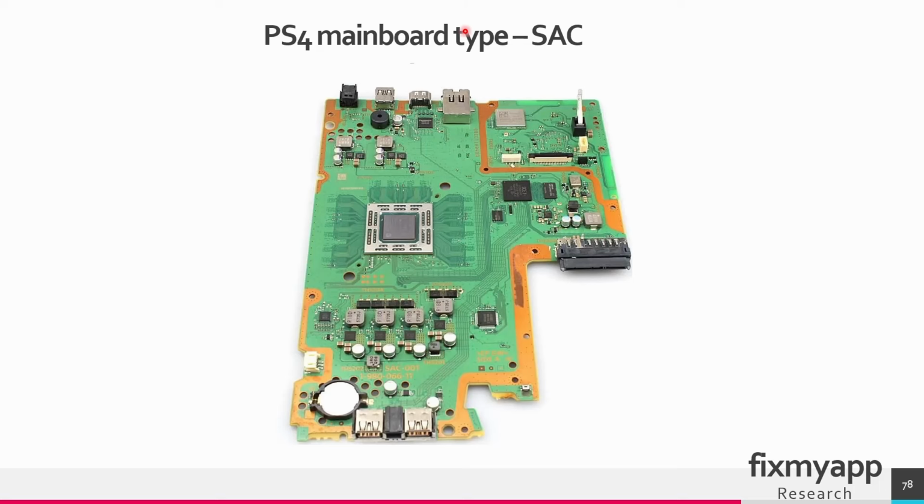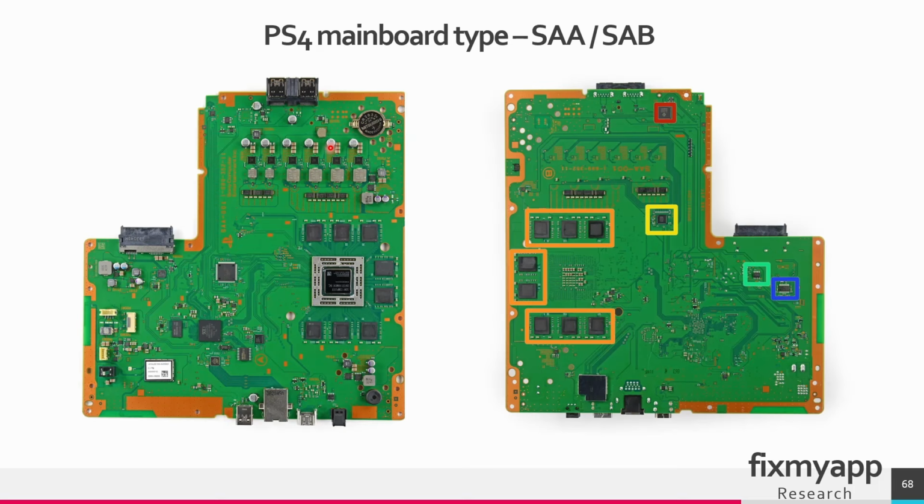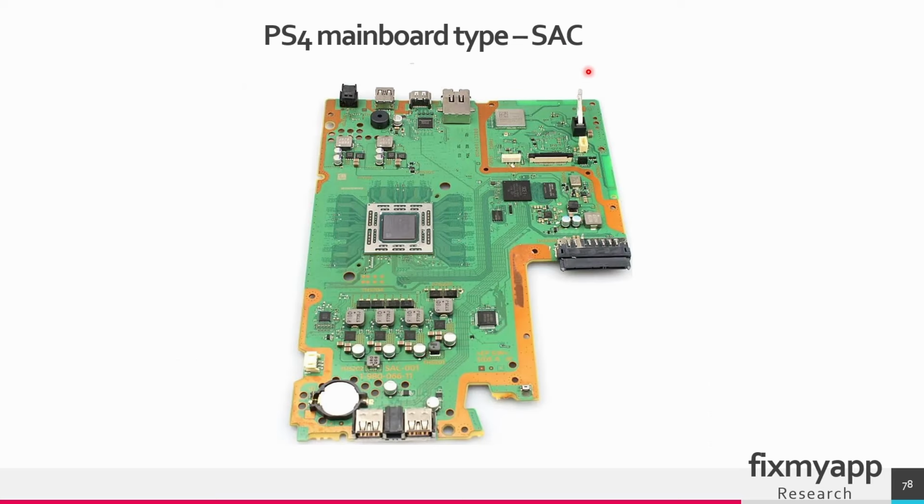And this is the mainboard of type SAC. This is a layout of type SAA or SAB. And the layout of an SAC board is different. But now we can identify the components. So this is the APU. These are the power phases. So somewhere there should be a buck control that will send the PWM signal to the power phase driver ICs. So these are the power phase driver ICs.